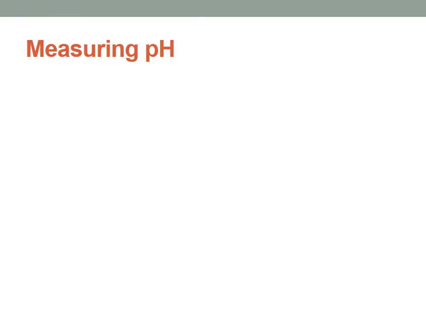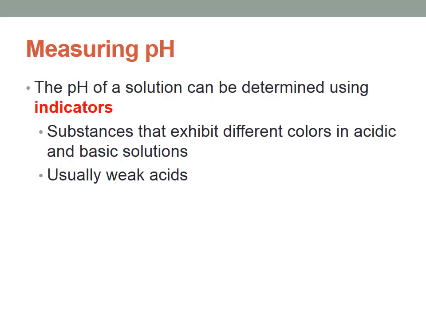Now, in terms of measuring pH, the pH of a solution can be determined using substances called indicators. These substances are called indicators because they exhibit different characteristics, most specifically different colors, in acidic and basic solutions. They're usually weak acids. If it's a weak acid, that means the conjugate base has a stronger attraction for the protons than water. So the reaction proceeds to the left, and we have mainly our acid molecules present. It's not going to dissociate completely in solution.